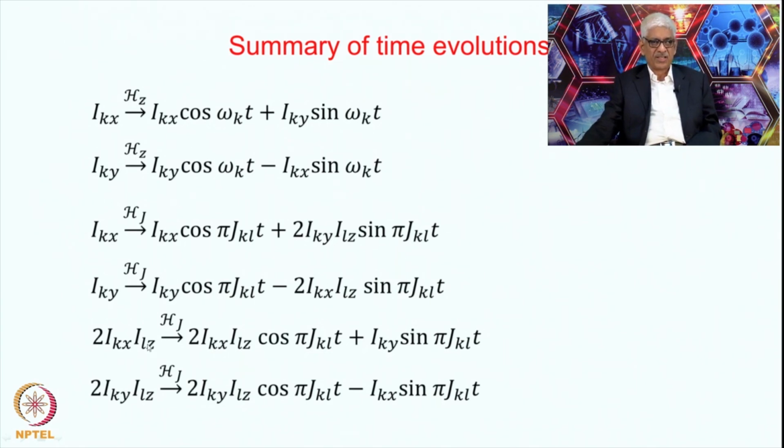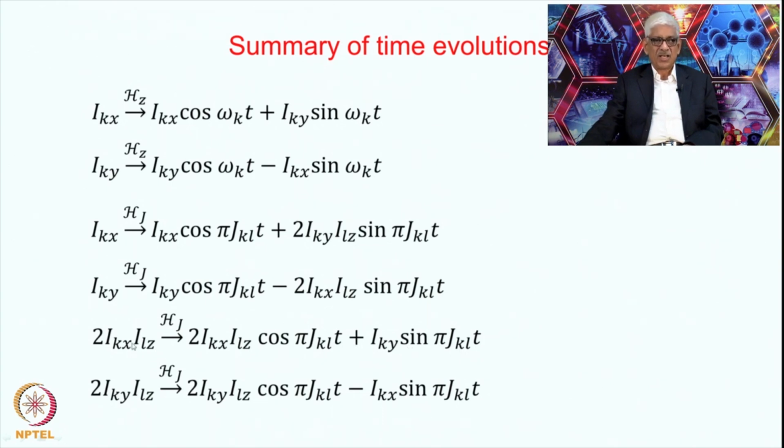Now all these were in-phase magnetizations of the K spin, and we also treated anti-phase magnetization of the K spin. We had the basis operator such as 2 Ikx Ilz, which under the influence of the coupling Hamiltonian gives you 2 Ikx Ilz cosine pi jkl t plus Iky sin pi jkl t.